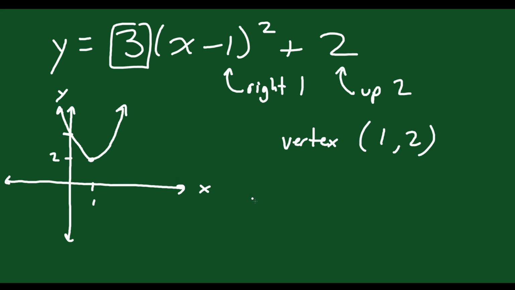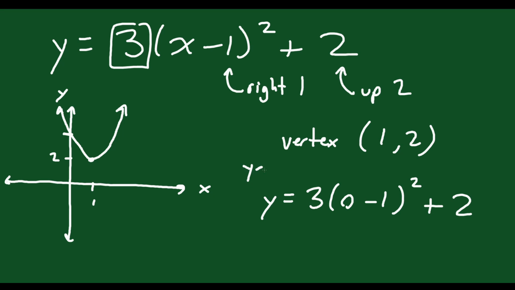Well, you set x to 0 and solve for y. It's the same process you would use for linear equations. So I'm going to set x to 0 and solve for y. So y equals 3, 0 minus 1 squared plus 2. Okay, and again, this is defined the y-intercept. This is what you do.